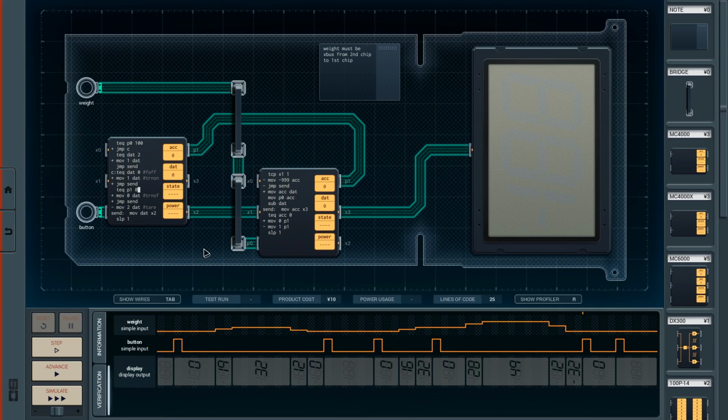If P1 is 0, no, I should definitely test compare. If it is 0, then move 0 to P1. If it's less than 0, sorry. Test if equals ACC 0, if it is move 0 to P1, then TLT ACC 0, and if it is less than 0, move 1 to P1, if not just sleep. Yeah, that's easier.